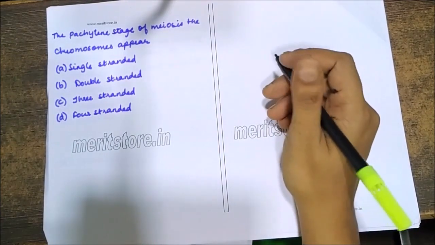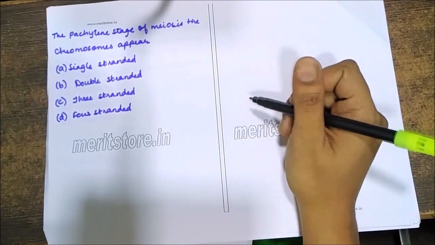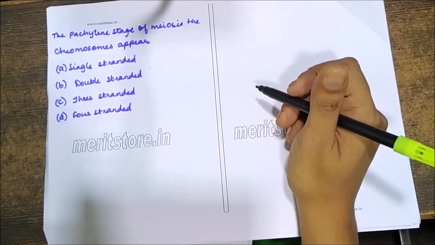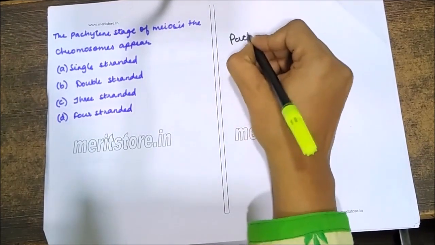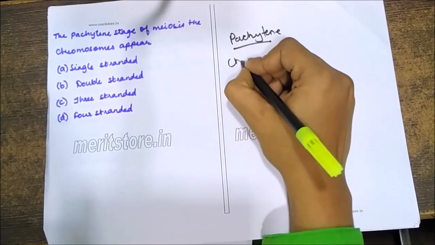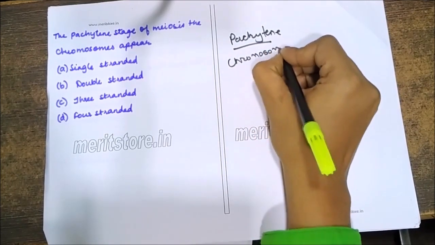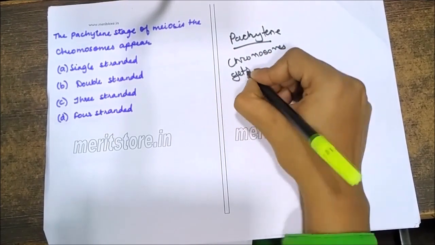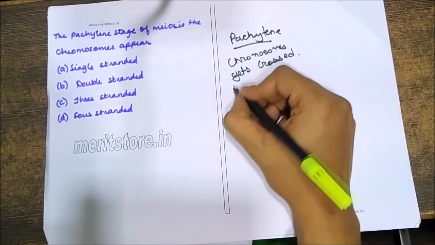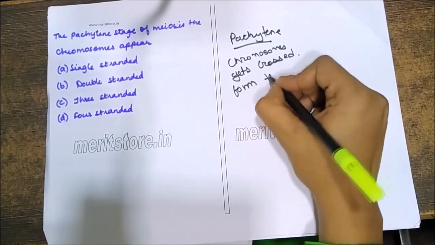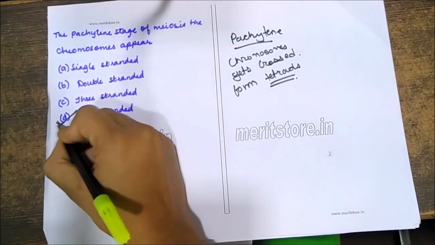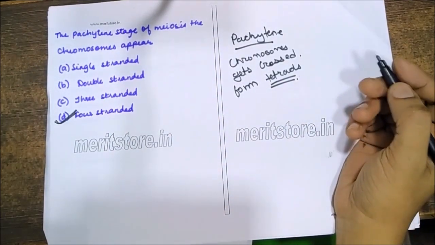See, the next question is dealing with cell division, okay. In the pachytene stage of meiosis, the chromosomes appear... See, in pachytene phase, chromosomes get crossed, and they form tetrads. So it is 4-stranded. Alright.